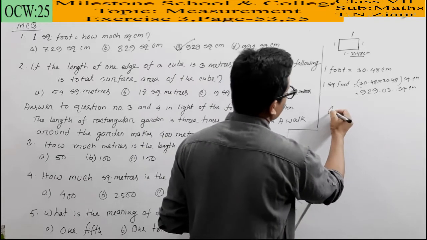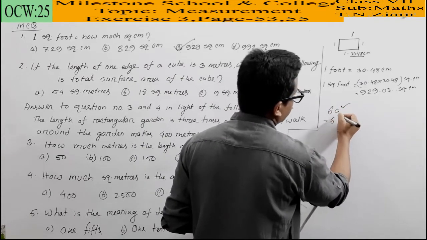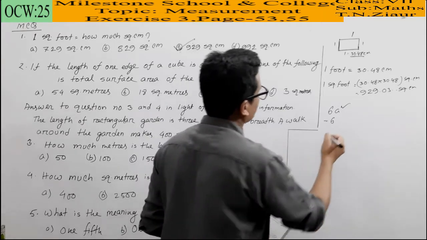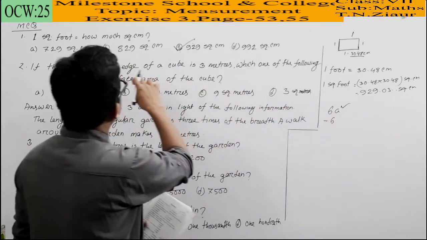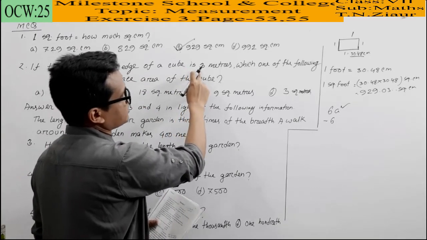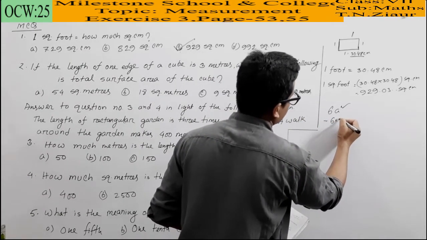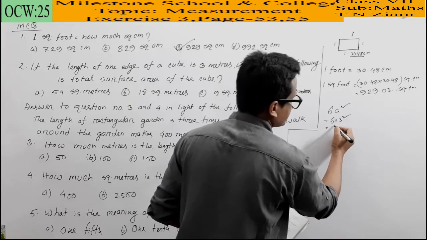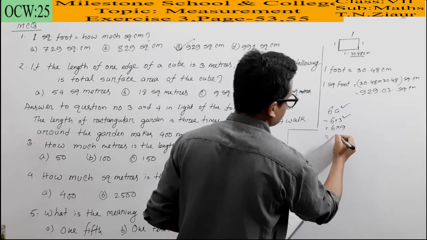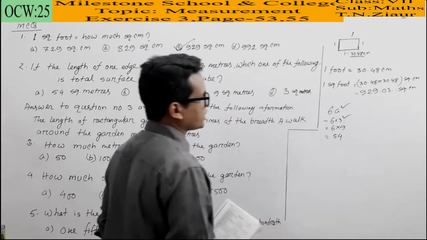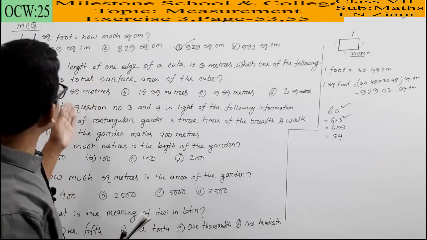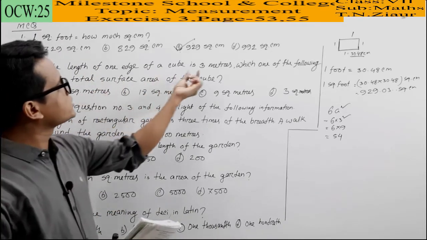So if we write 6a square, here a means the length of the edge. One edge of the cube is 3 meters, so a is 3, so 6 into 3 square. Now 6 into 3 square means what? 9. So if you multiply, you will get 54, right? So this is 54 square meter. This one is meter.